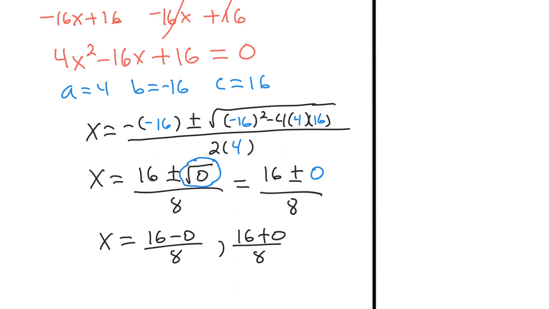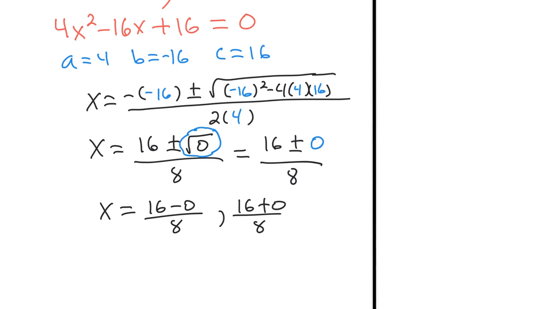Now, do you guys need that 0, the minus 0, plus 0? No, because you're adding, subtracting 0, you're not adding anything or subtracting. But once again, this is just to show you guys what happens to the 0. So when you simplify, 16 minus 0 is 16 divided by 8. So that's going to be 2. And over here, 16 plus 0 is 16 divided by 8 is 2.